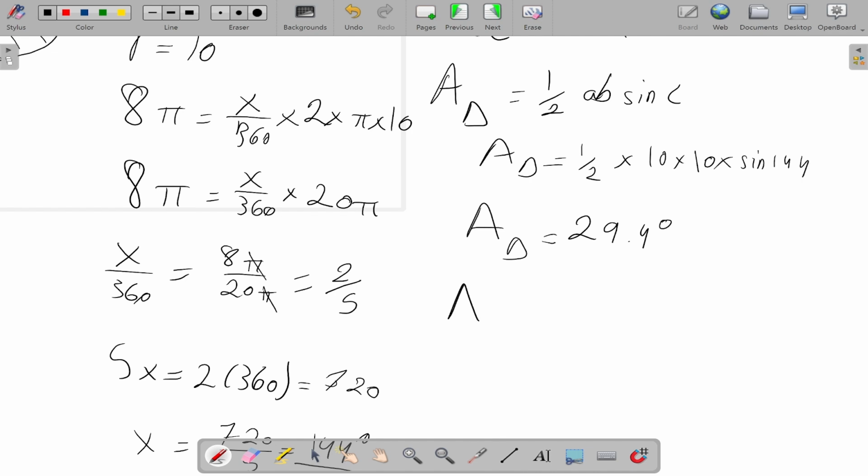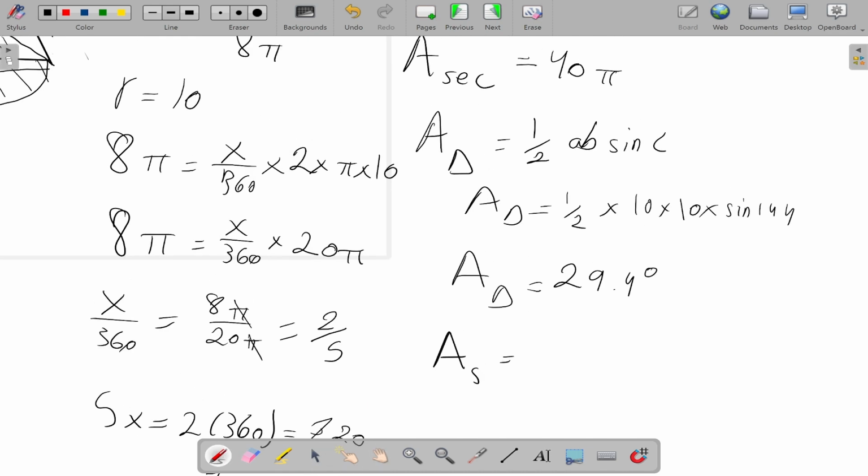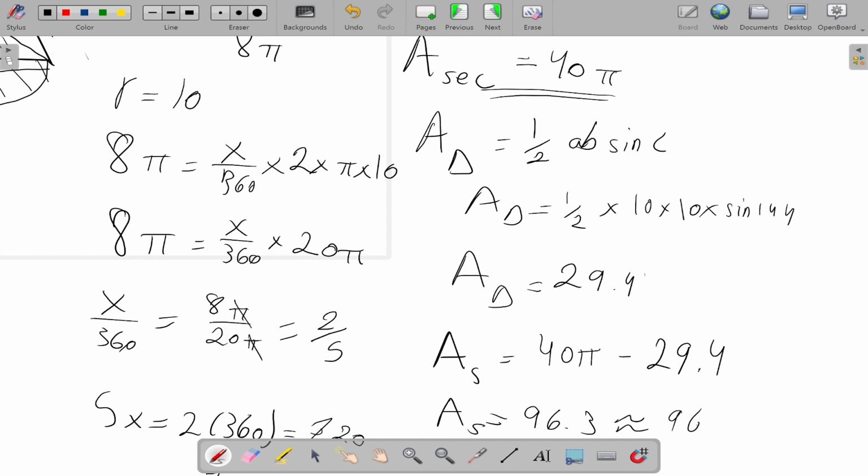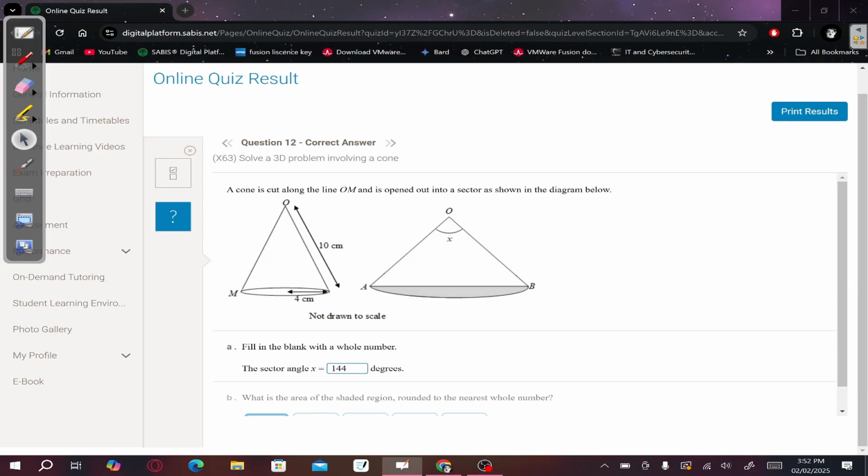Okay, so now that we have the area of the triangle and the area of the sector, we said that the area of the shaded region is the area of the sector minus the area of the triangle. The area of the sector, as we found above, was 40 pi. Here, 40 pi minus 29.4. I don't know why I added the degree. This is an area, this isn't a measure. Minus 29.4, because obviously we rounded to 29.4, gives 96.3, which we round to 96 centimeters squared. And this is our final answer. Okay, that's it.